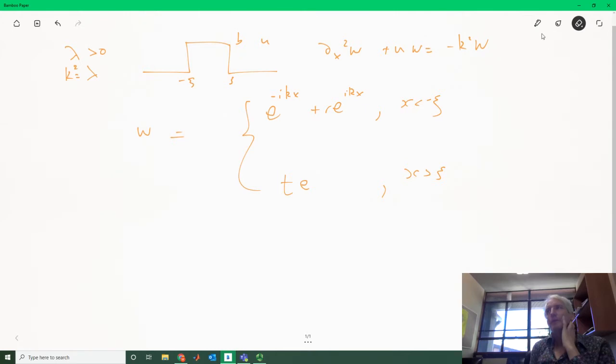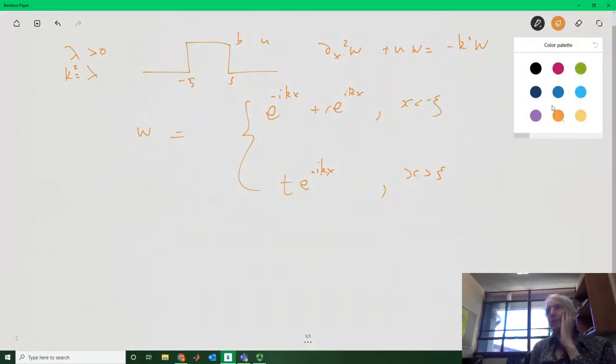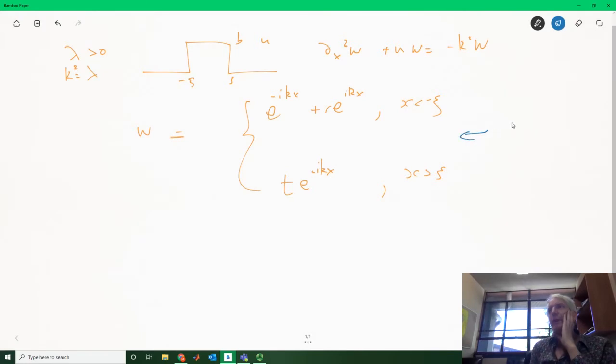All right, with the plus, the minus here. Okay, so that looks good. So what we've got to do is work out what happens in this middle region, and that's when we get u is equal to b. So in this region here, switch colour, what's the equation? It's the x squared w is equal to minus k squared minus b times w. So we'll call this minus kappa squared w.